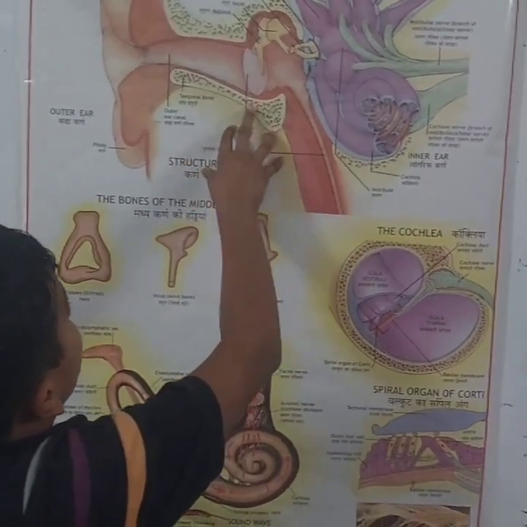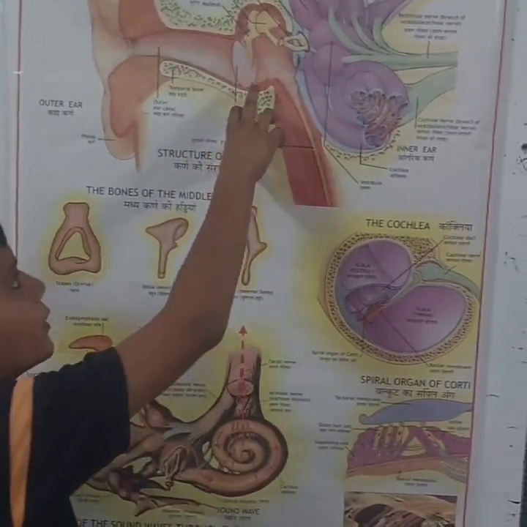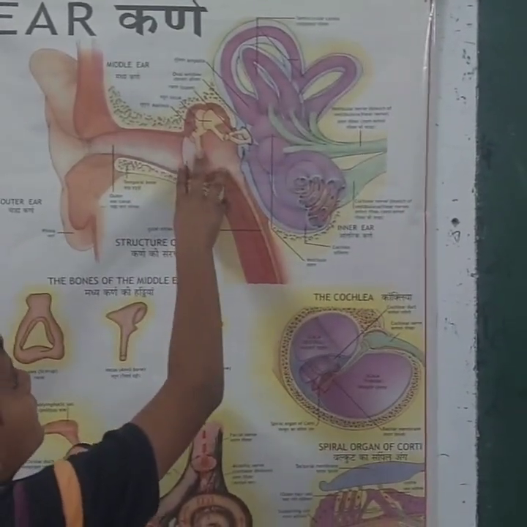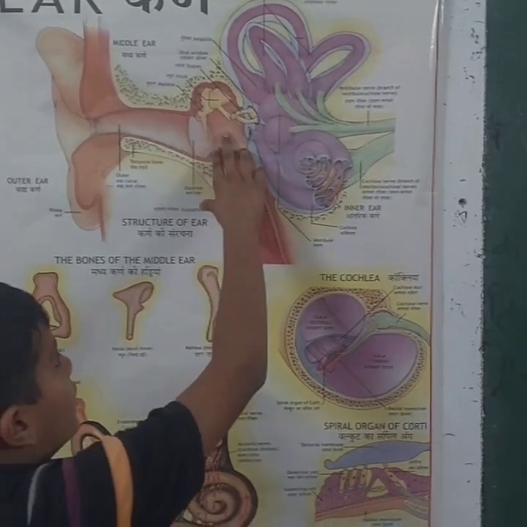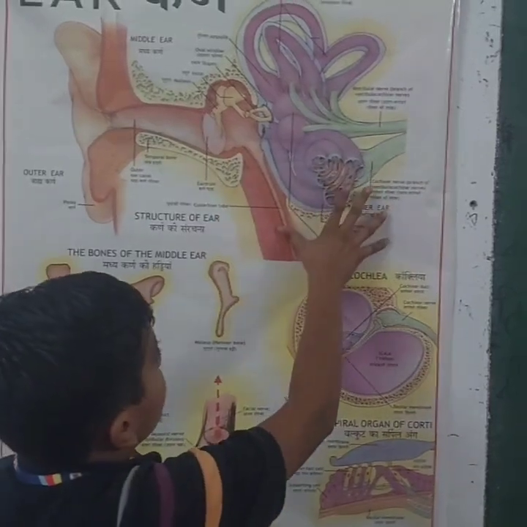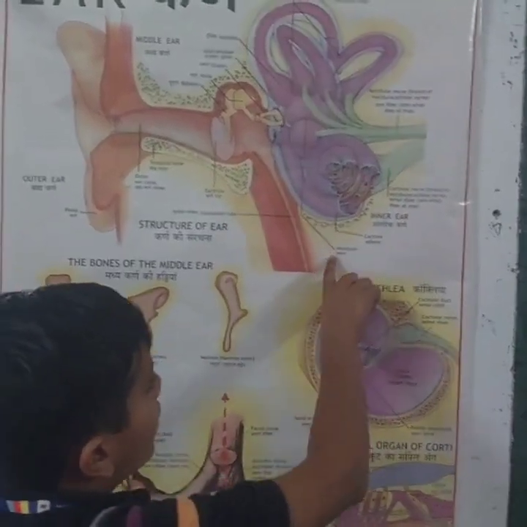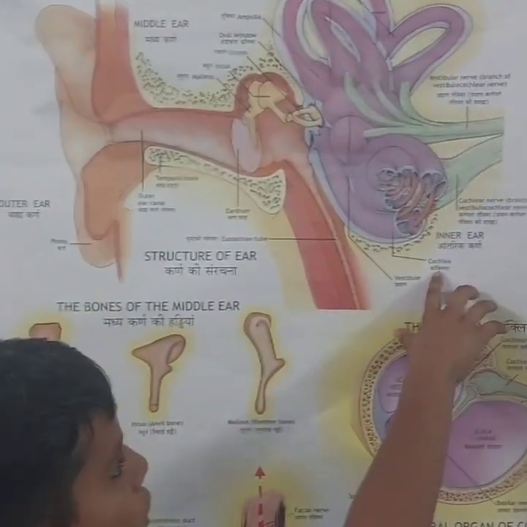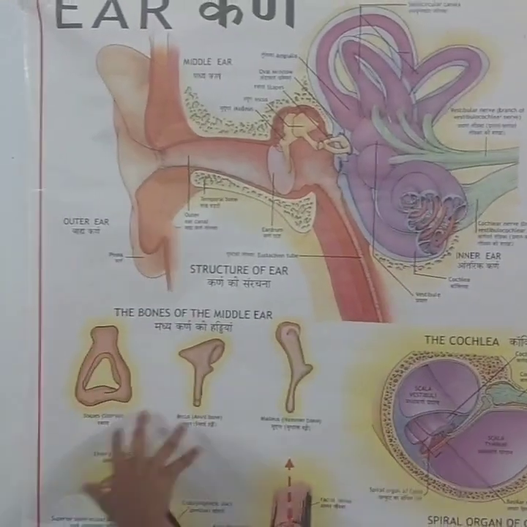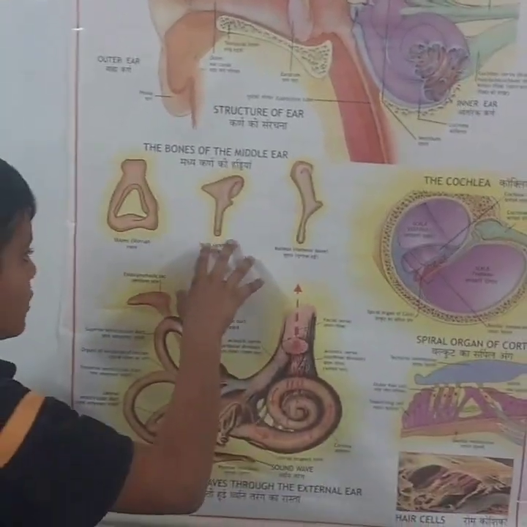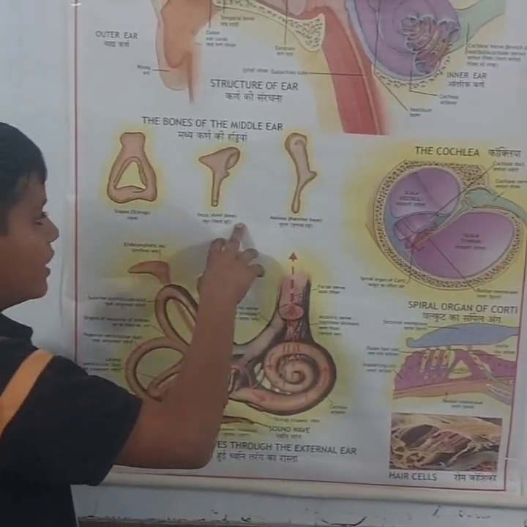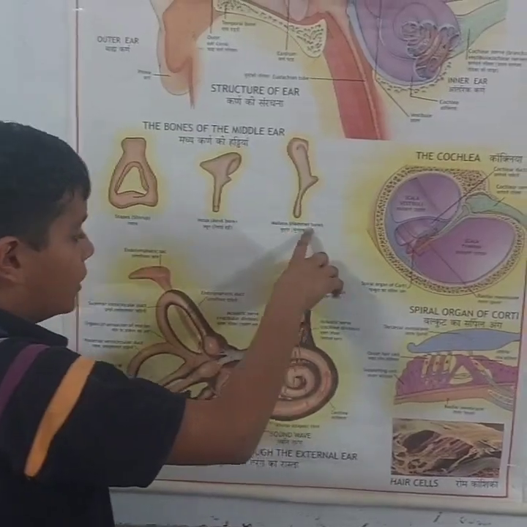And second is the middle ear. In the middle ear we have an eardrum and 3 small bones. First is hammer, second is anvil, and third is stapes. And in our inner ear we have the cochlea. And these 3 types of bones we have in the middle ear: stapes, anvil bone, and hammer bone.